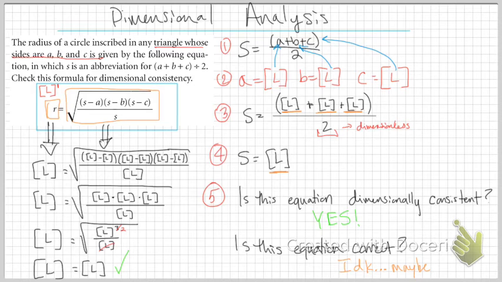So dimensional analysis helps us see whether it's consistent, but just because it is consistent does not necessarily mean it's correct. However, if it is dimensionally inconsistent, meaning the dimensions don't match up, then we know it is not physically valid, and it cannot be the right equation.